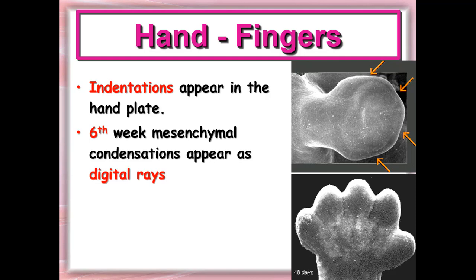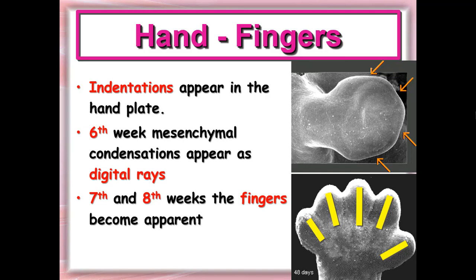By the 6th week of development, there is mesenchymal condensation. Again, mesenchyme means mesodermal cells. So there are mesenchymal condensations that appear as digital rays, as is shown in this picture, like this. These are just mesenchymal condensations. By the 7th and 8th weeks of development, the fingers become apparent.